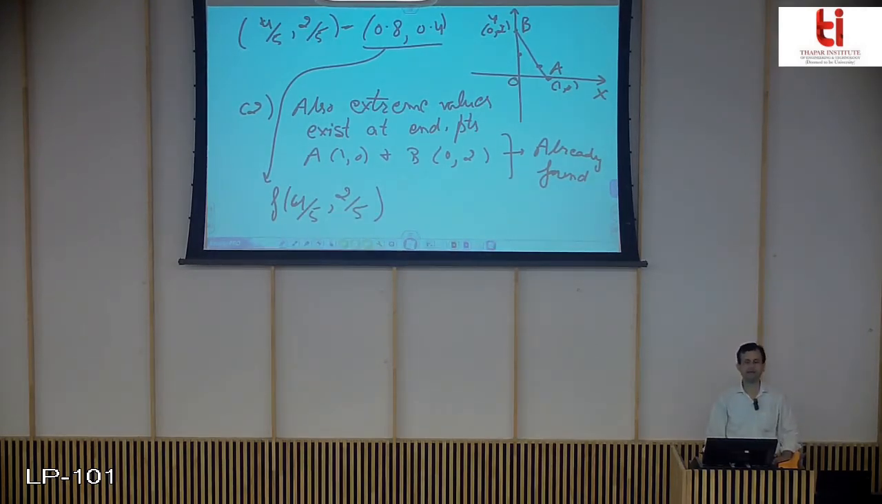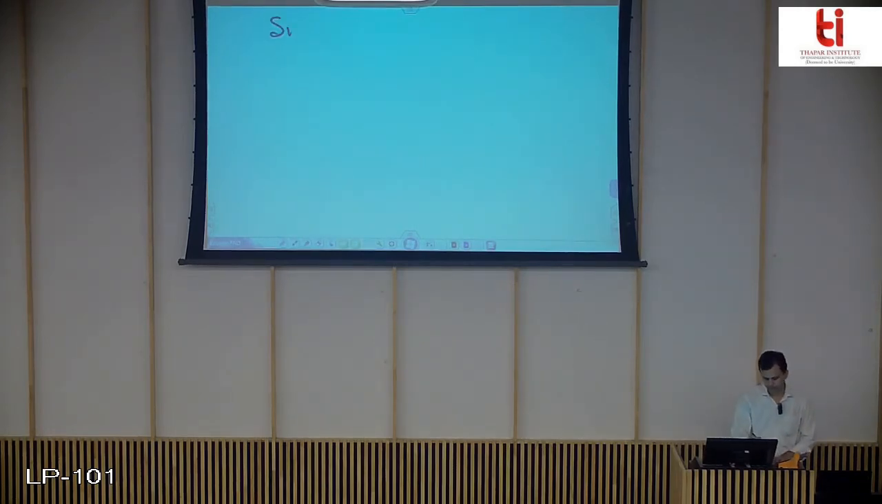Now, since we have to locate the absolute maxima and minima, we need to find the value of the function, and then we will compare all the values of the function. So here the value comes out to be, I'm just stating it directly, 4 by 5. So now come to the summary. We got the points (0, 0), (1, 0), (0, 2), and (4/5, 2/5).